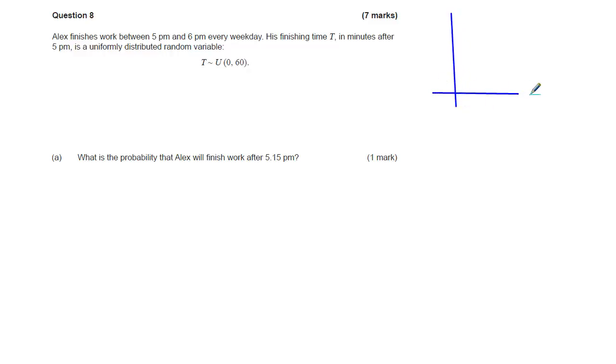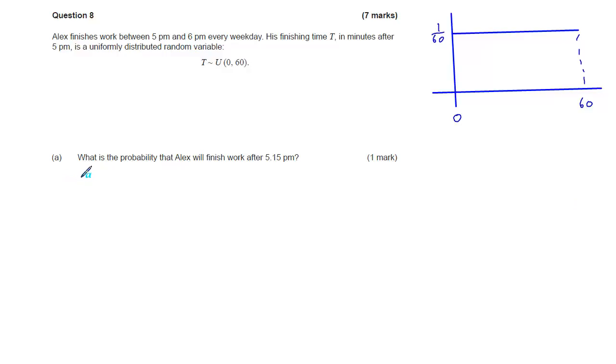We know that that's a rectangular distribution. This one starts at 0 and goes to 60, and since the area of the rectangle has to be 1, the height is 1 over 60.